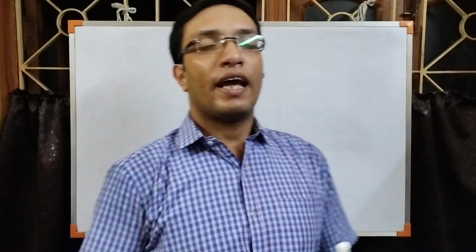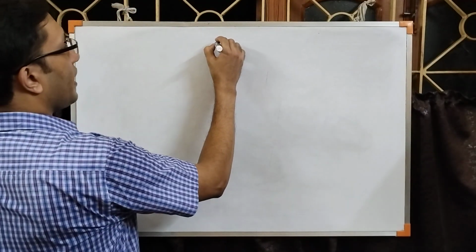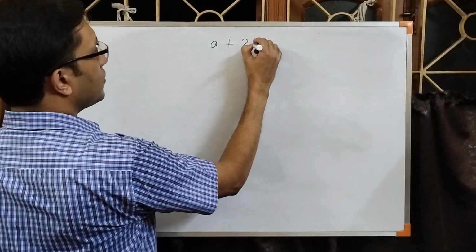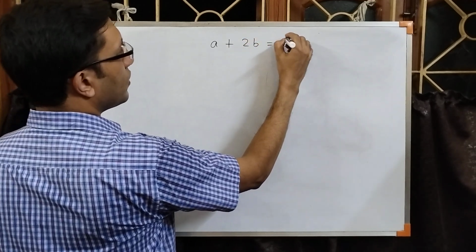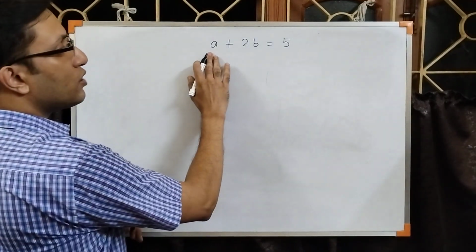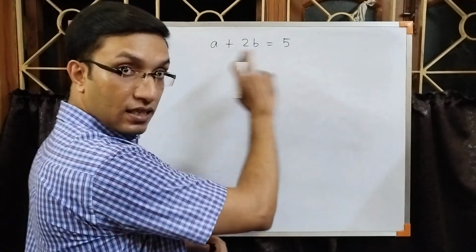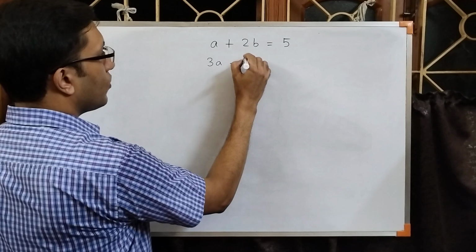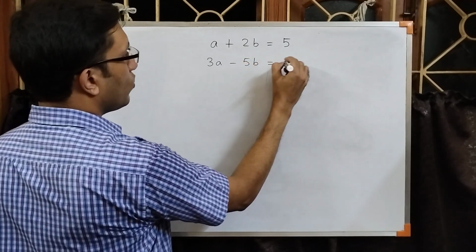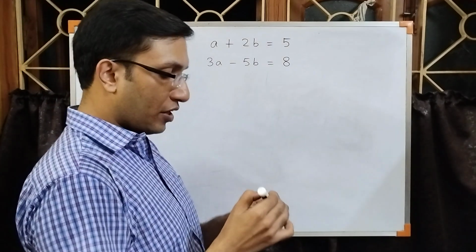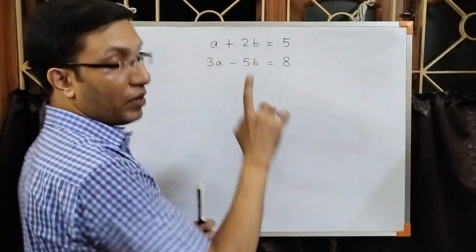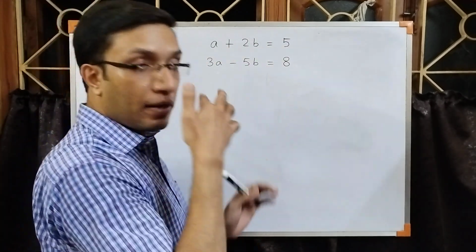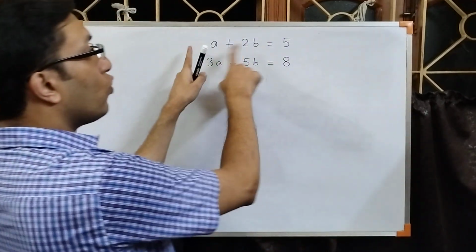Now, first of all, in class 6, 7, 8, we have learned what are linear equations. Suppose I write a plus 2b is equal to 5, just for example. Here you see that there are two variables a and b, and this is one complete equation. And I write another equation like 3a minus 5b is equal to 8. This is also the second equation which involves both the variables a and b. So this is what is known as simultaneous linear equations in two variables a and b.